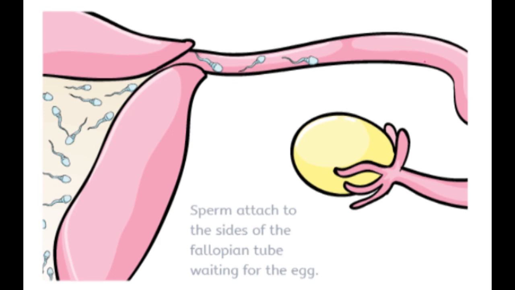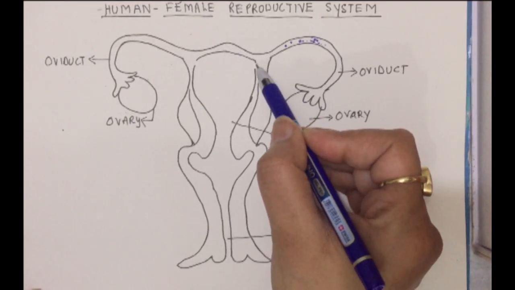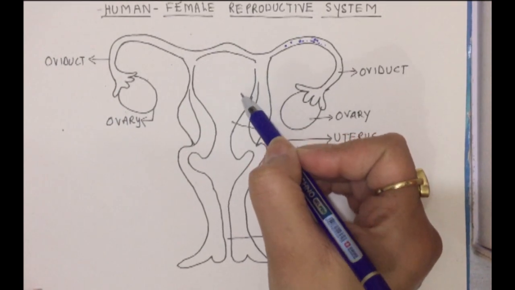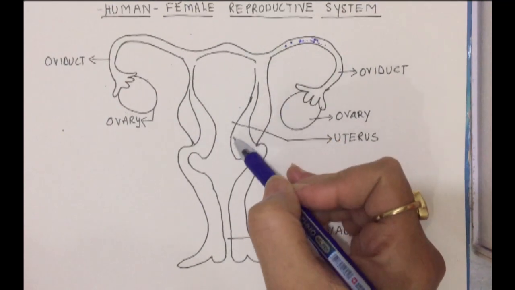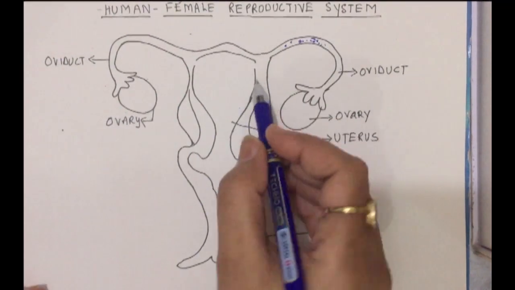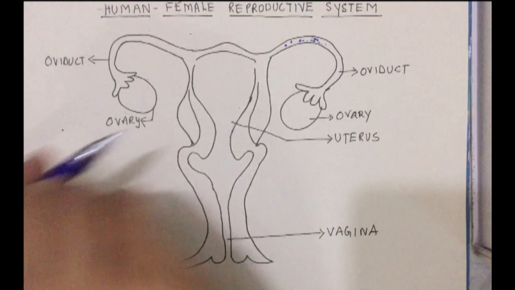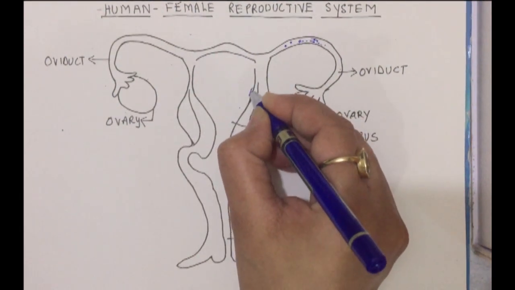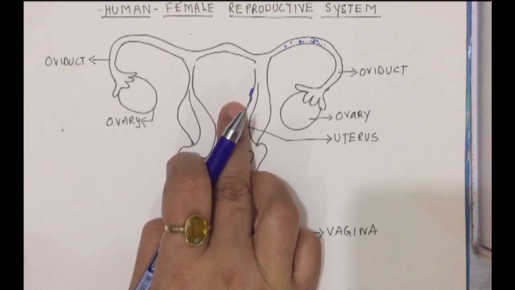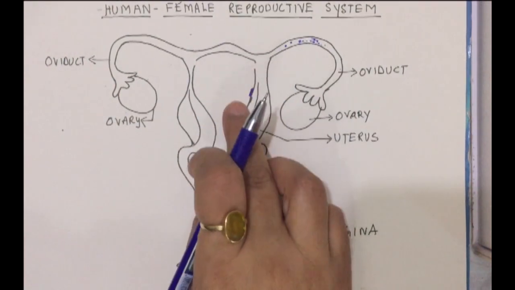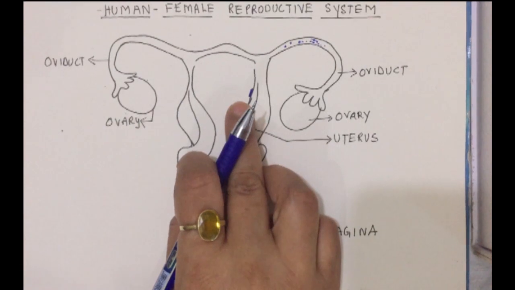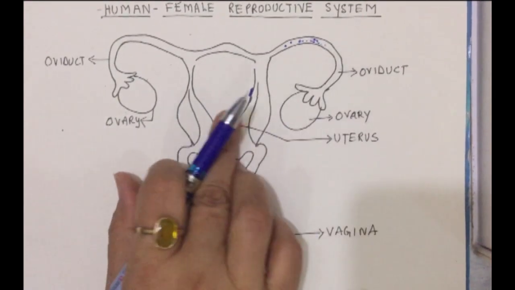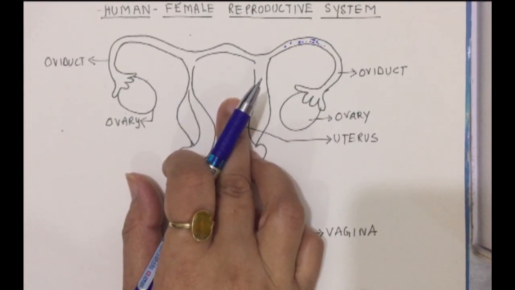The first cell, that is the zygote, is formed, and it travels and comes to the uterus. Wherever it finds the space, it gets itself attached to the uterus. Suppose it finds its space here, so the embryo gets attached here. When it reaches the uterus, it has changed into an embryo. It attaches itself to the wall of the uterus.